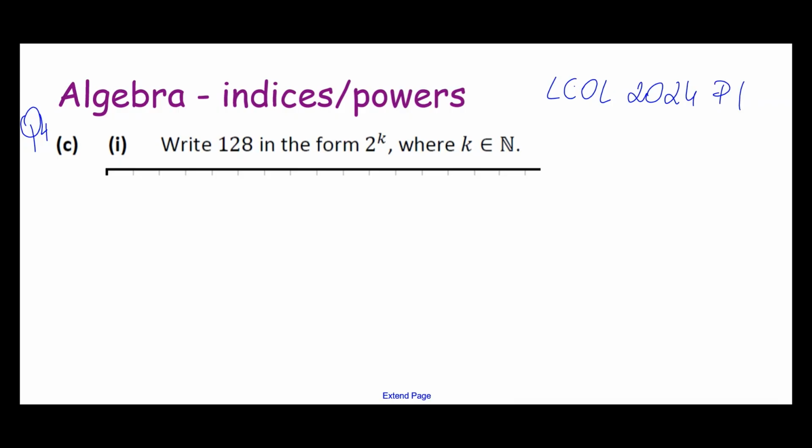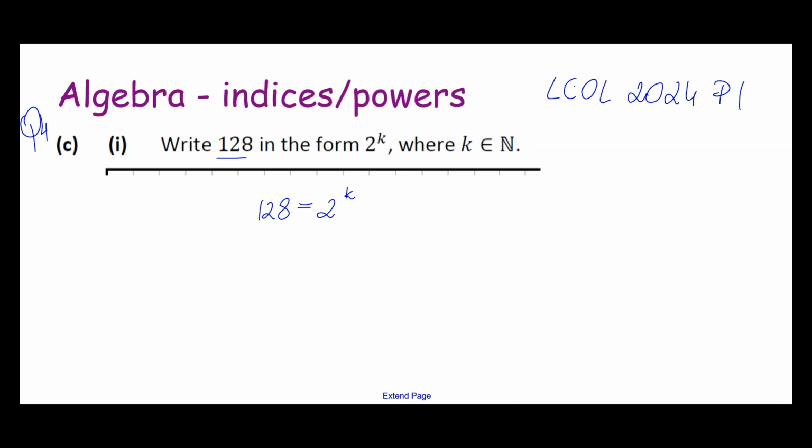Let's look at a slightly more difficult aspect of algebra that has to do with powers. Here we are told to write 128 in the form 2 to the power of k. How do we do that?